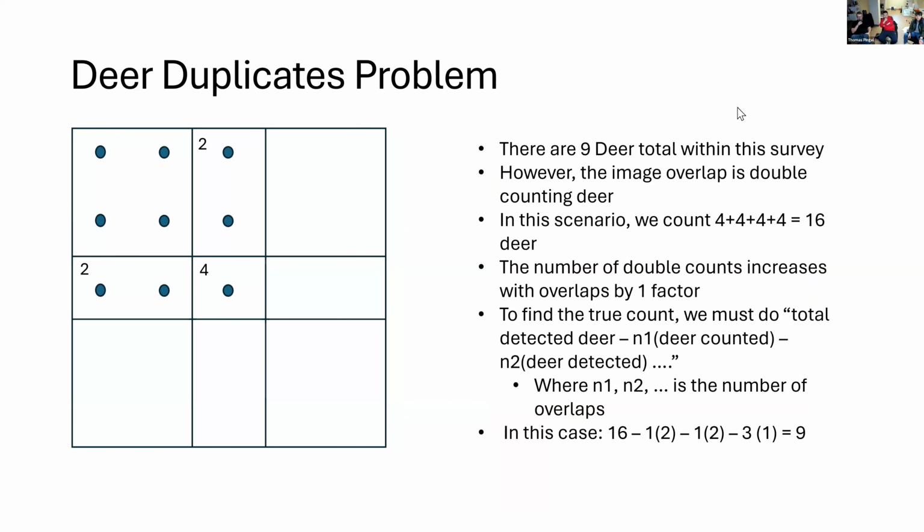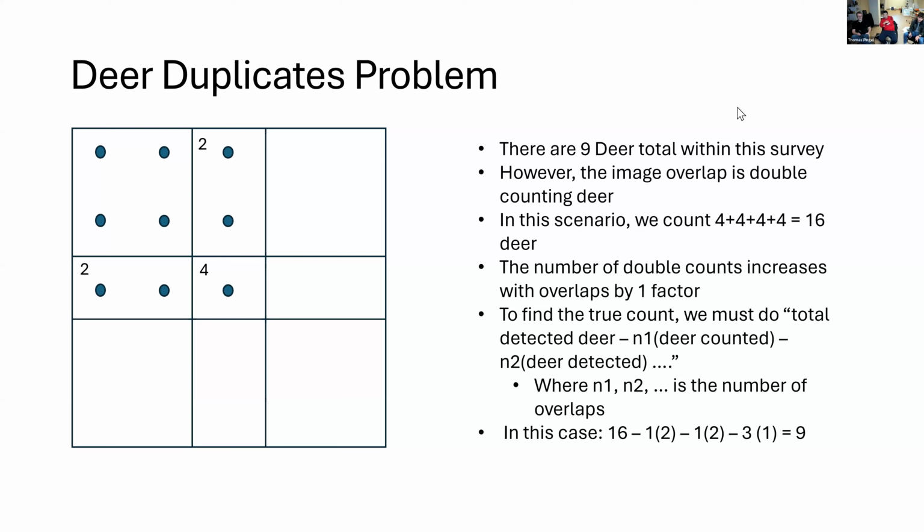So you asked me to try to figure out this deer duplicates problem. I gave it my best shot. All right. In this photo, in this kind of scenario, there's 9 deer. That's true to the total. However, because of image overlap, there's double counting. So in this scenario, you're double counting 2 deer in one section, so that gives you 4, and then there's 2 overlaps. So then you quadruple count 1 deer 4 times, so then you get a total of 16. That's how I interpreted it.